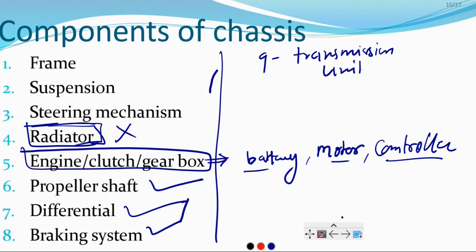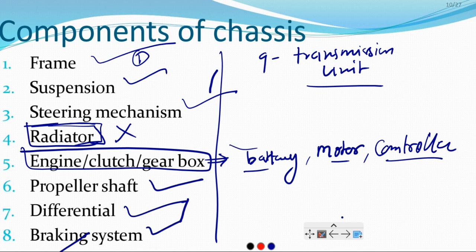Transmission unit you can add here. Battery is given here, also not a problem. So this is the basic component of the chassis. The chassis includes the frame first, then suspension, and there should be a steering mechanism. Battery, motor and controller are given here.